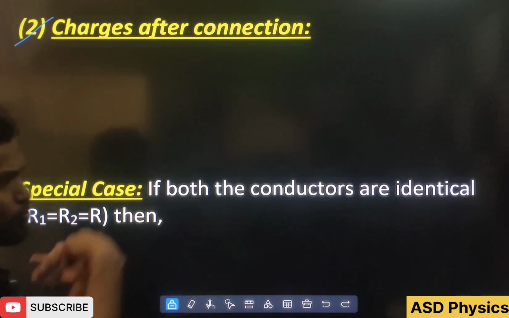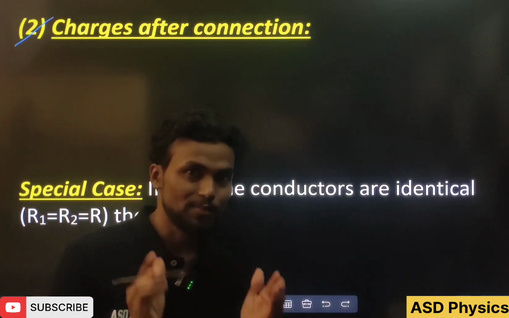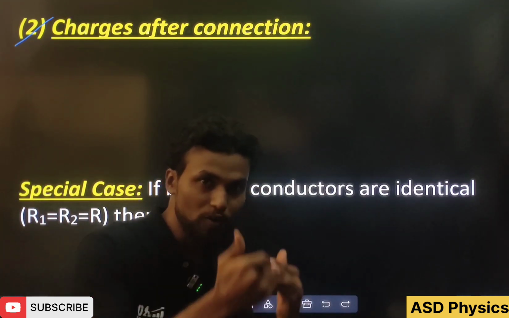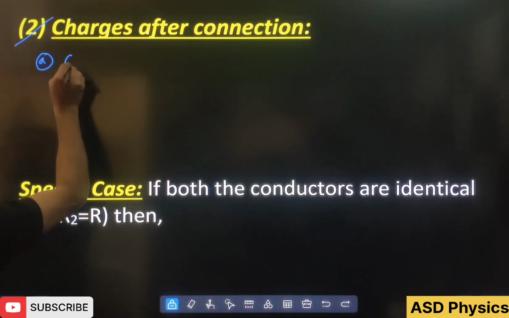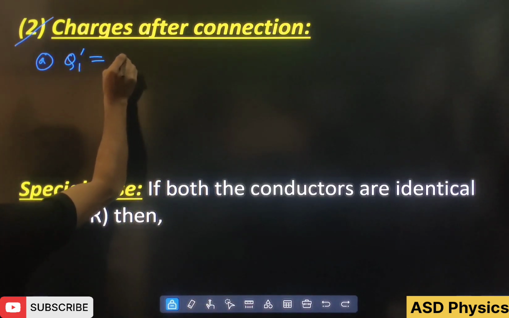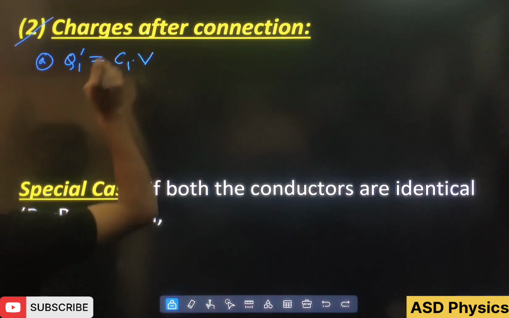Now students, next we are going to see something very important, the charges after connection. So when both the conductors are connected by the wire, what were the charges? Q1 dash and Q2 dash. So let me write one by one. If I write the first one, Q1 dash, what was the value? C1 into V.